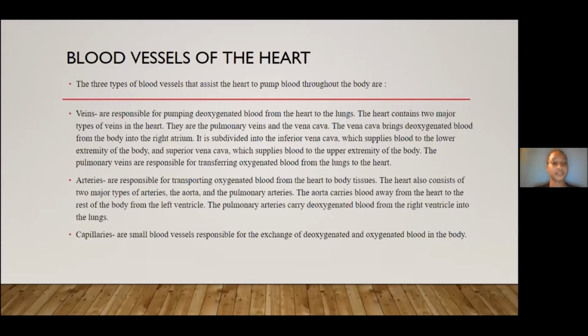The blood vessels of the heart. There are three types of blood vessels that assist the heart to pump blood throughout the body. They are the veins, the arteries, and the capillaries.